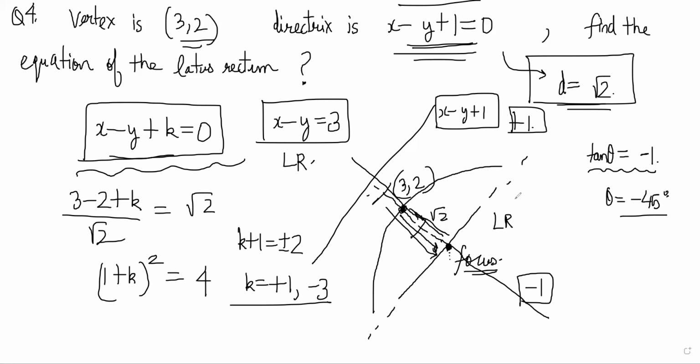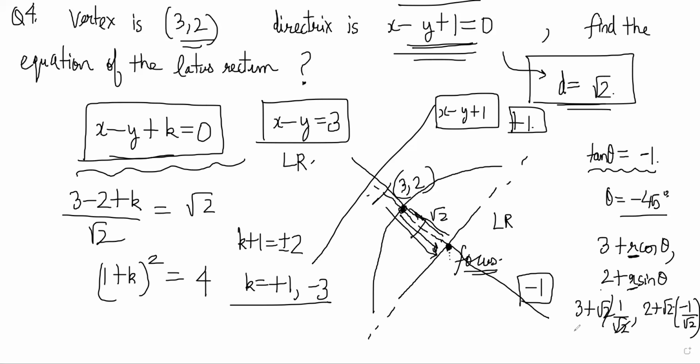And if I want to find this point, I can say 3 plus r cos theta and 2 plus r sin theta. So r is root 2. So it will be 3 plus root 2 into cos minus 45, which is 1 by root 2, and 2 plus root 2 into minus 1 by root 2. So this is 4 comma 1. So the focus is 4 comma 1.